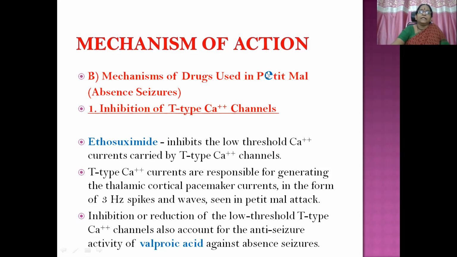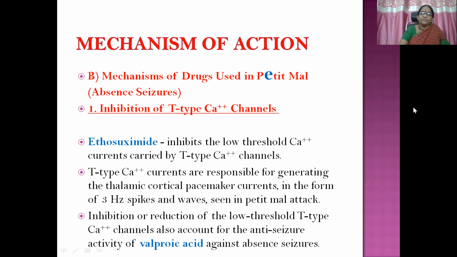Then here petit mal, E letter is there. So the drug molecule that is used here is ethosuximide. Okay. So this ethosuximide inhibits the low threshold calcium currents carried by T-type calcium channels. T-type calcium channel currents are responsible for generating the thalamocortical pacemaker currents, which will go on spreading the petit mal attack. Inhibition or reduction of this low threshold T-type calcium current also accounts for the anti-seizure activity of valproic acid also.